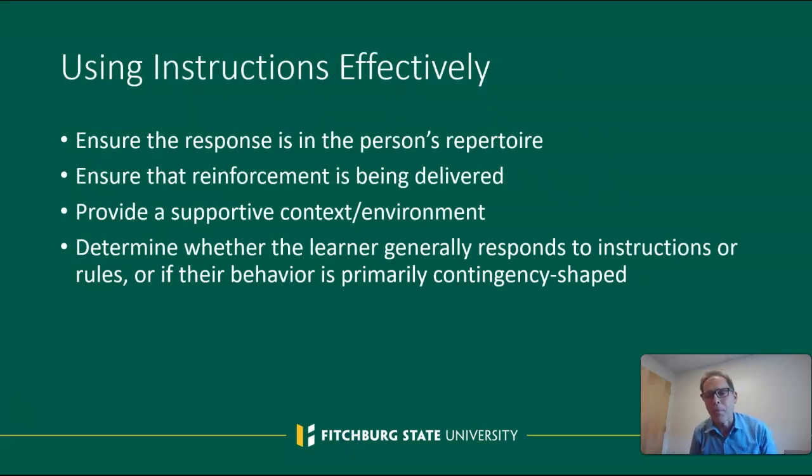We understand that there's importance in using instructions as well as importance in rule-governed behavior, but how do we go about using instructions effectively? Clearly, these are things that we use all the time, but how do we make sure that we're using them as effectively as possible? And there are several things for us to think about. The first is we want to ensure that the response we're looking for someone to engage in is within that person's repertoire, right? If they're not able to engage in what we're instructing them to do, or if they don't have the component skills to be able to follow through on those instructions, it's going to be very difficult for them to be successful.